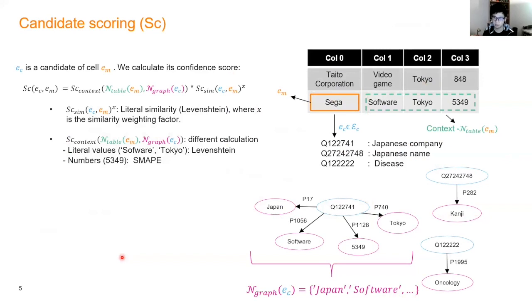For example, in this table, we want to annotate the cell Sega. So we compare the label of each candidate with Sega, and we compare the cells in the same row of the original mentioned cell with the neighboring nodes of our candidates. We have 3 candidates, and we will calculate the score for each candidate, and then we will send those scores to the next step.